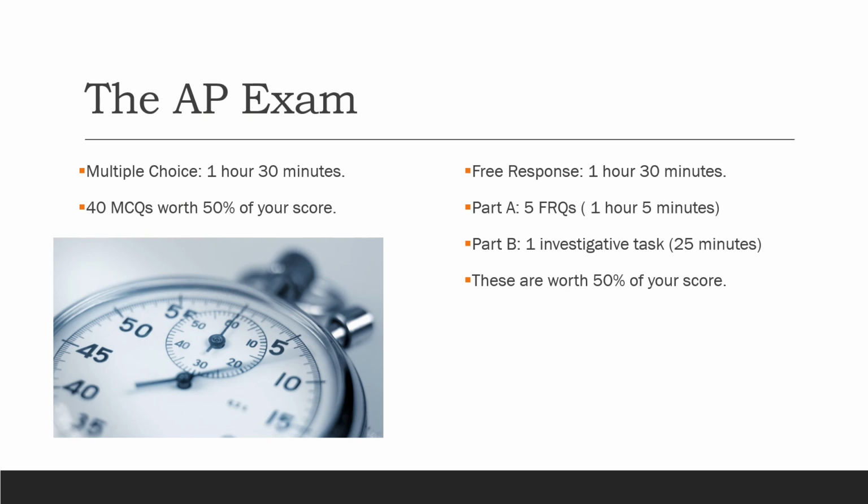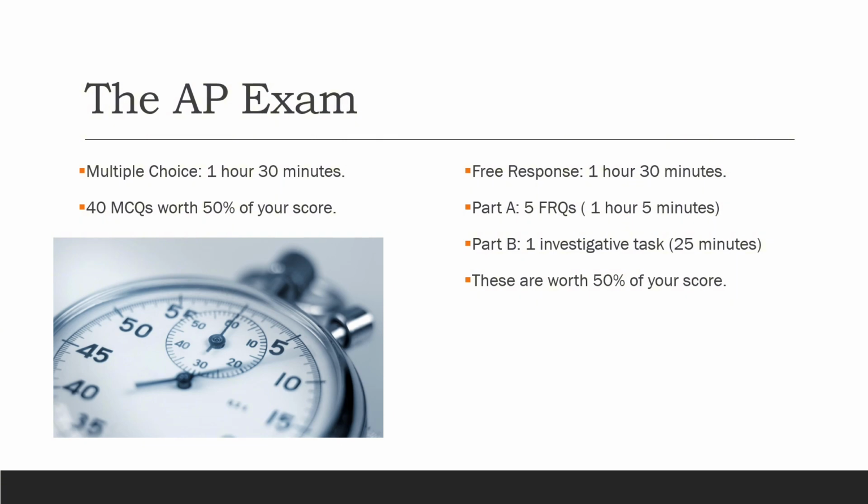Now, the exam itself is composed of two sections, the multiple choice and the free response section. In the multiple choice section, you have 40 multiple choice questions, and in the free response section, you have two parts, part A and part B. Part A is your 5 FRQs, which is recommended you take around an hour, 5 minutes to complete, and these are your shorter FRQs.